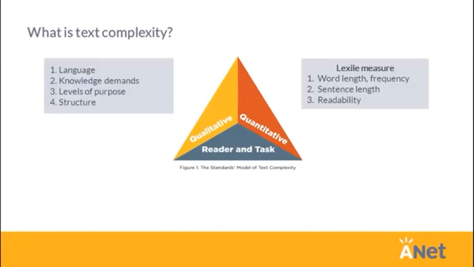The qualitative dimension is best measured or only measurable by an attentive human reader. It includes elements such as levels of meaning or purpose, structure, language conventionality and clarity, and knowledge demands. Reader and task refers to variables specific to particular readers, such as motivation, knowledge, and experiences, and to particular tasks, such as purpose and the complexity of the task assigned and the questions posed. This dimension of text complexity relies on teacher judgment and expertise. It's a combination of these 3 dimensions that now define how complex a text is or isn't.